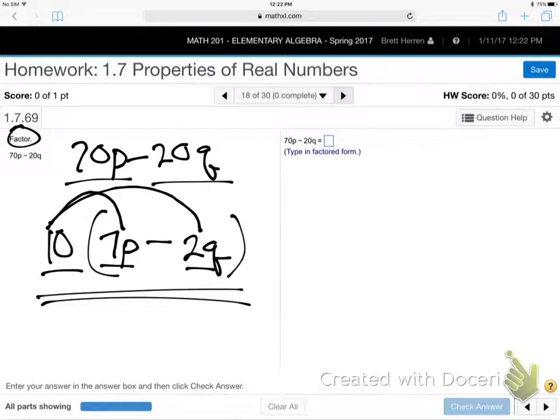Does that make sense? Everybody see how I came up with the 10 out there? It's called the GCF, the greatest common factor. It's the greatest amount they have in common. 10 is the biggest number that goes into those two. Right? Questions on that? That good?